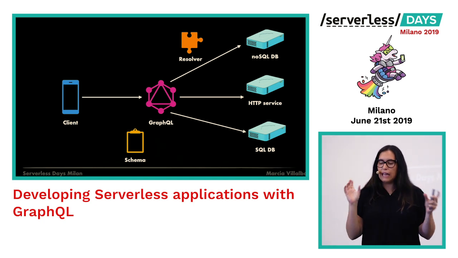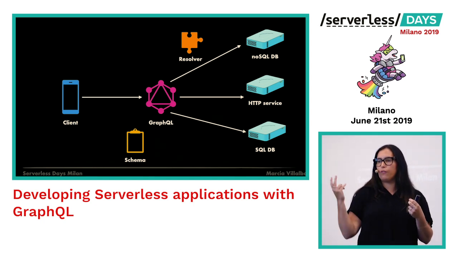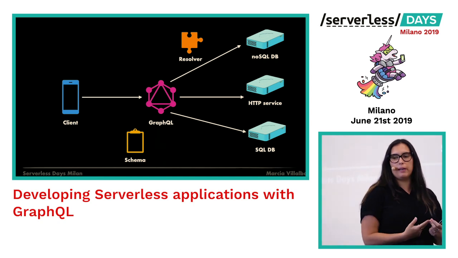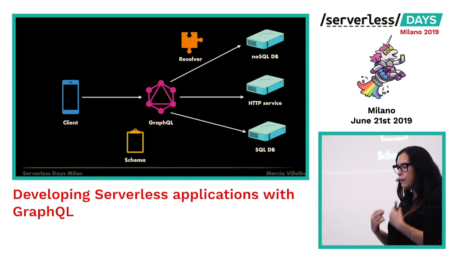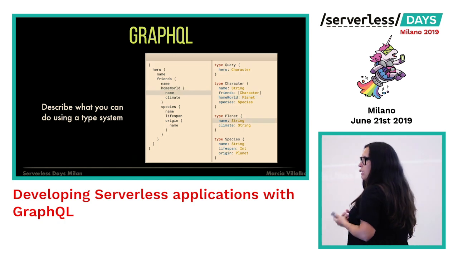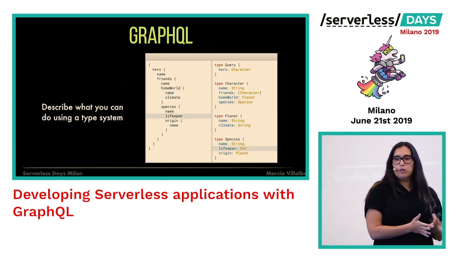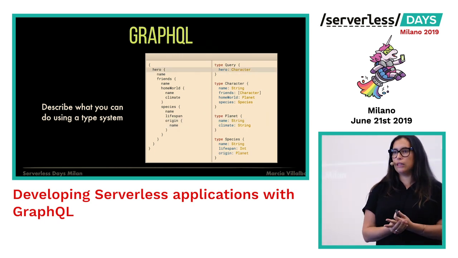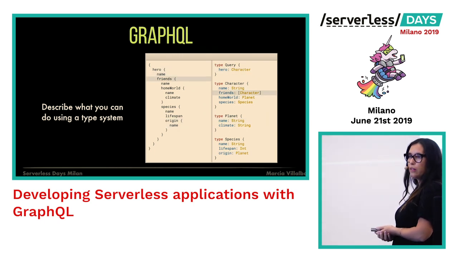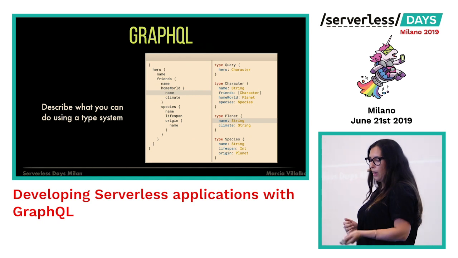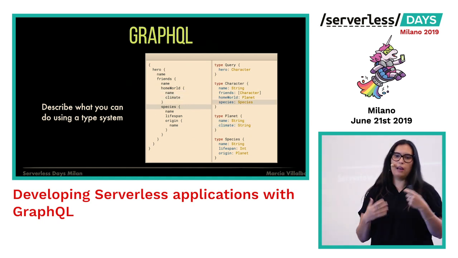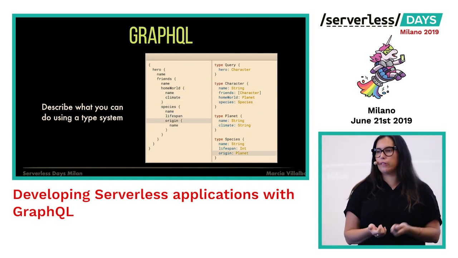So the resolvers and the schema are two important parts of your applications. They are unique for your application, and that's something very important to remember. Some concepts: you can describe in the schema everything using a type system. GraphQL is a strongly typed language, so everything is defined and has a proper type. Either it's a basic type, string, integer, boolean, or it's another type.